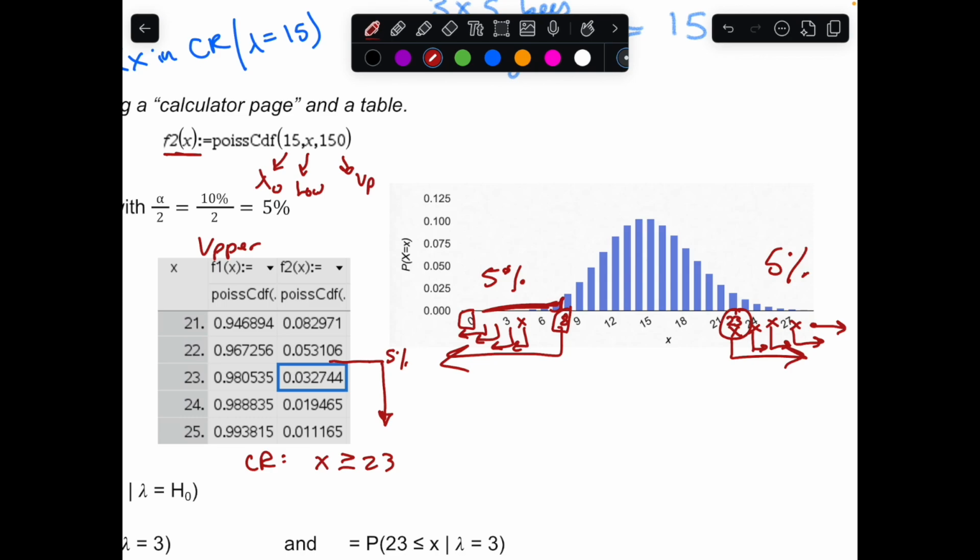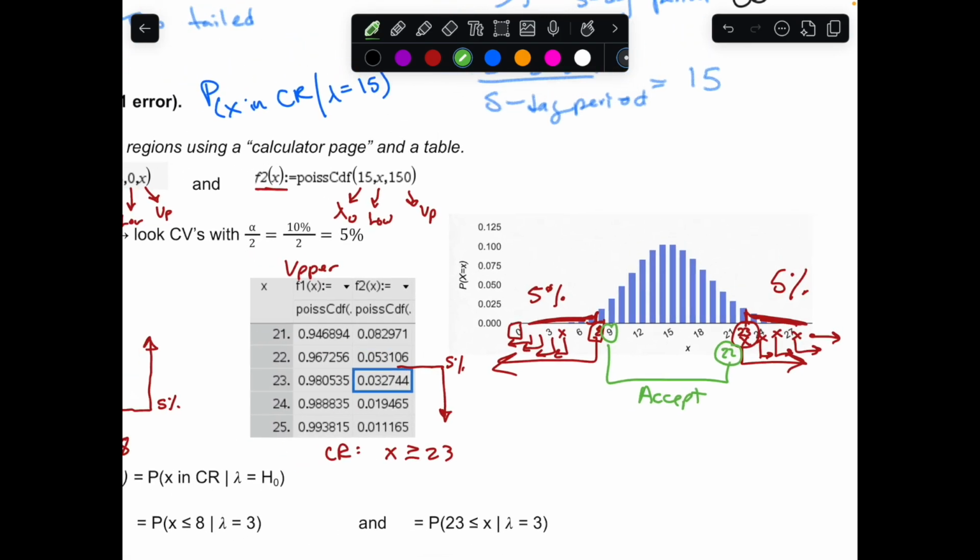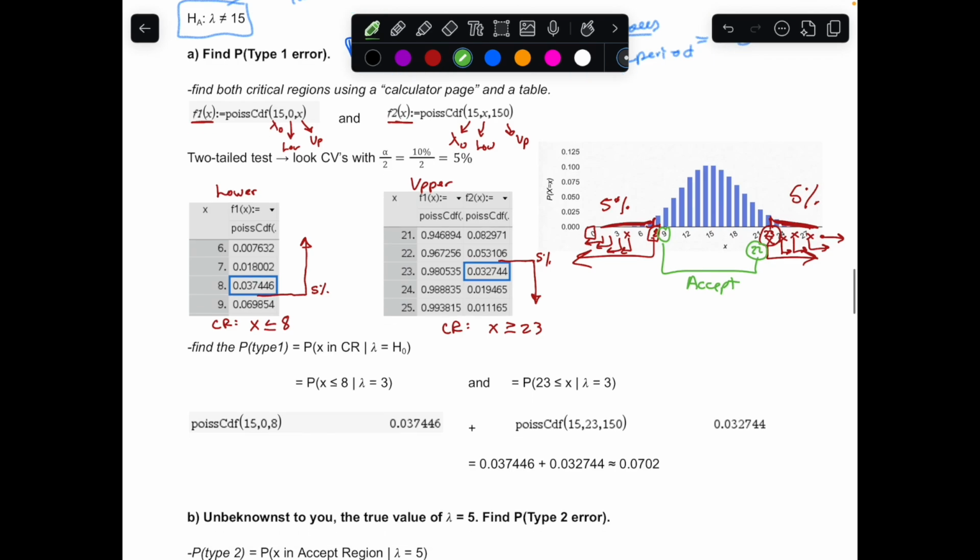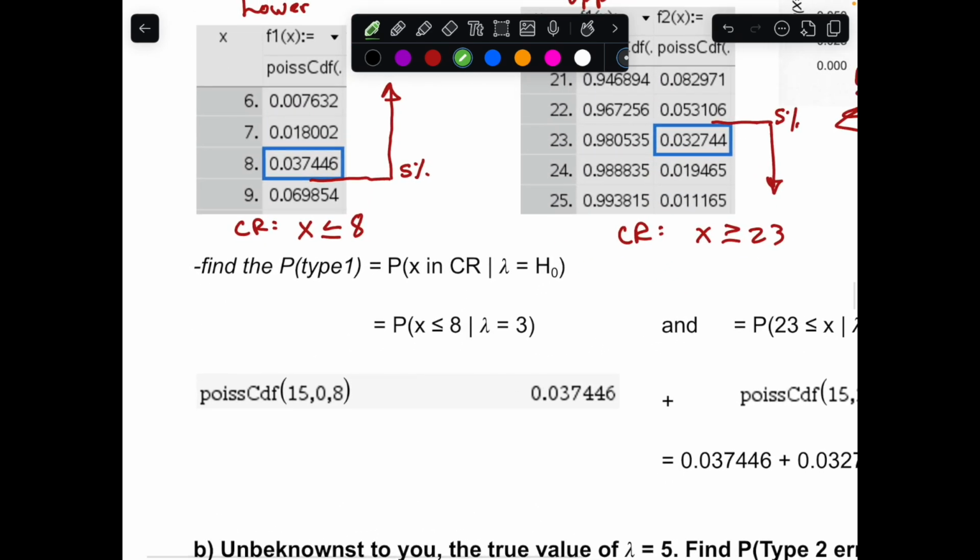And so that's a critical region. We've got all that down there and all that up there. And that means that my acceptance region is 9 up to 22, and that will be the acceptance region. And I'm going to use that in part B for calculating a type 2 error. Back to the type 1, we're finding the probability that X is in this critical region.